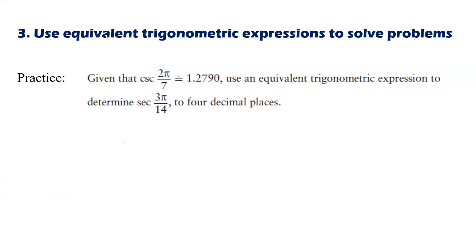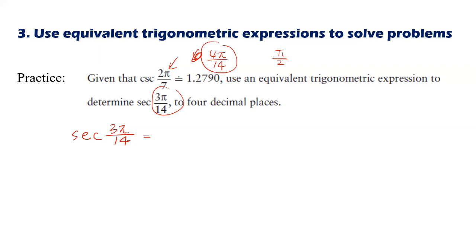All right, any thoughts? Okay, we want to evaluate secant 3 pi over 14, right? And note that here we have an angle that is 4 pi over 14, right? And note here the sum of these two angles is exactly 1/2 of pi, right?